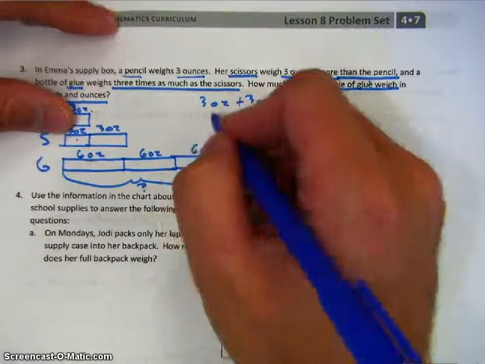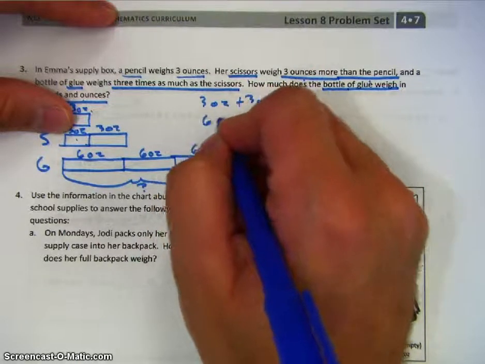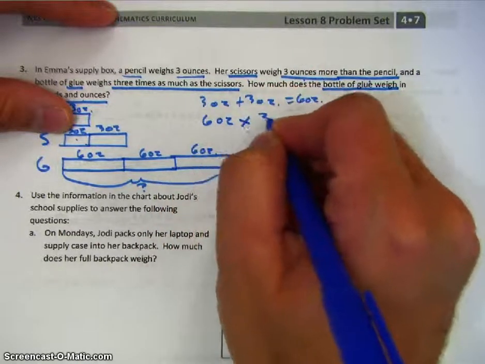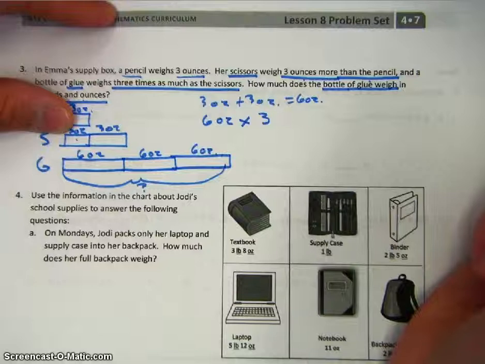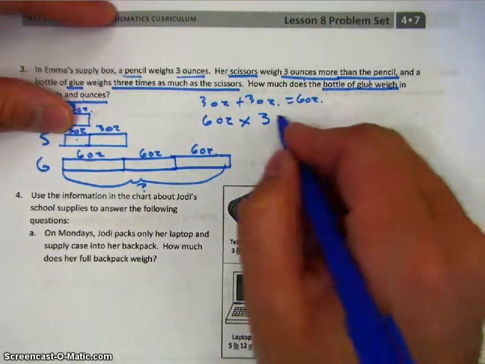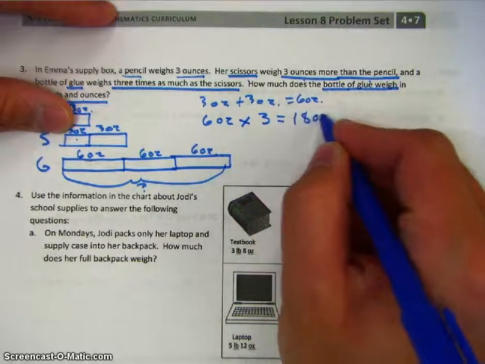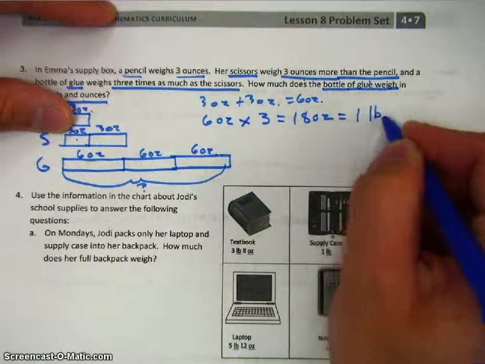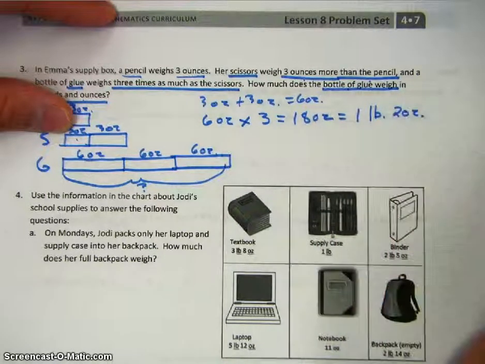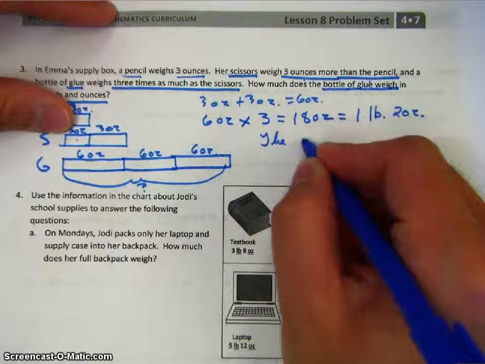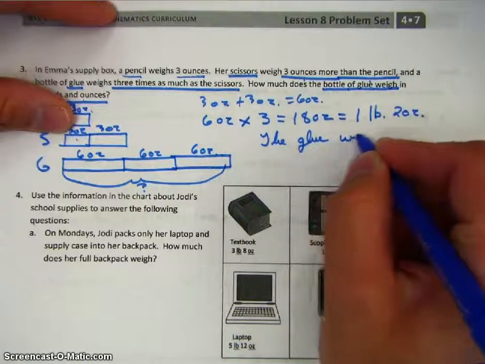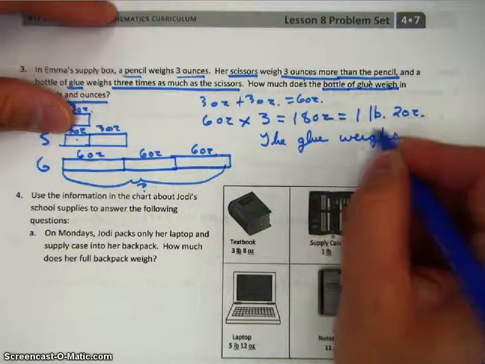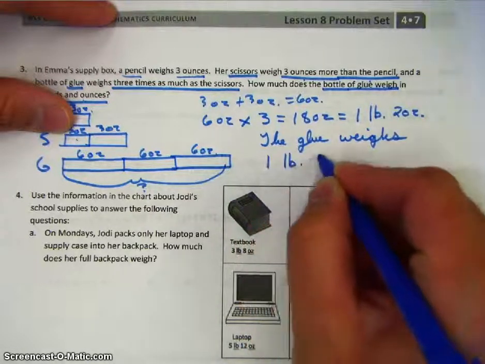Okay. So to find now the weight of the glue, we have 6 ounces times 3, because it's 3 times as much. So that gives us a total of 18 ounces. 18 ounces we know is 1 pound, 2 ounces. So the glue weighs 1 pound, 2 ounces.